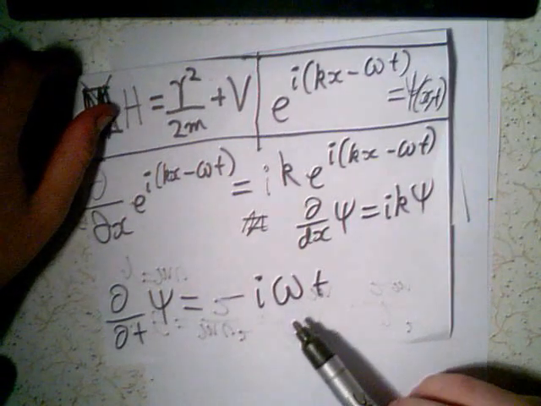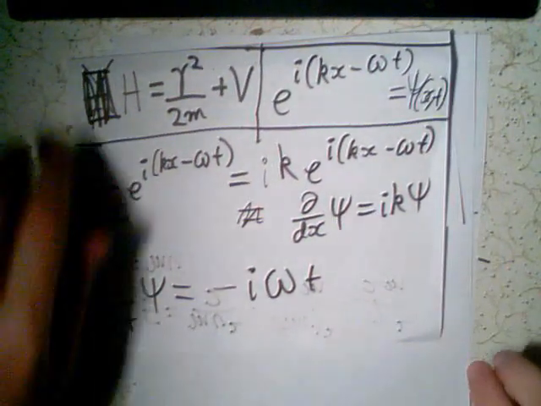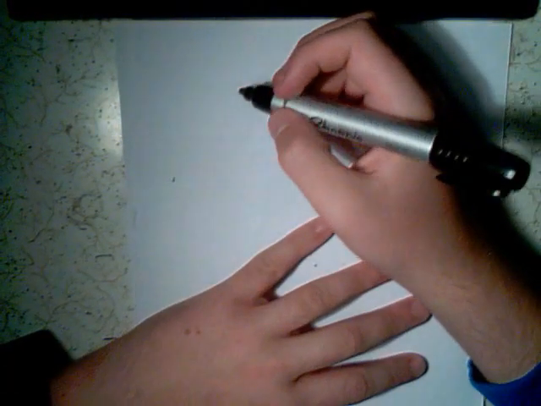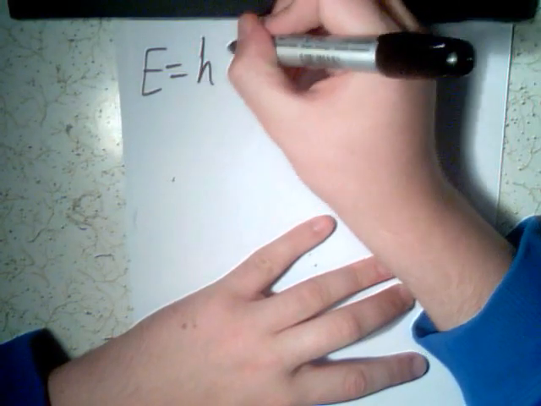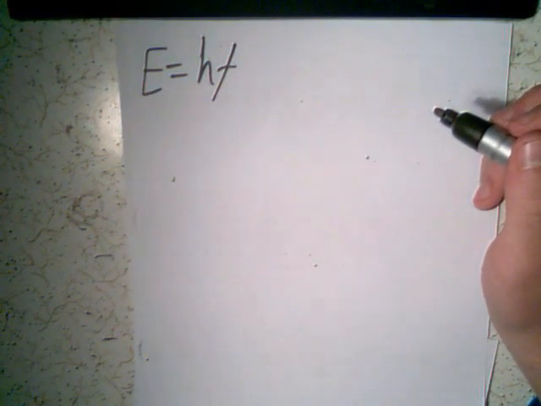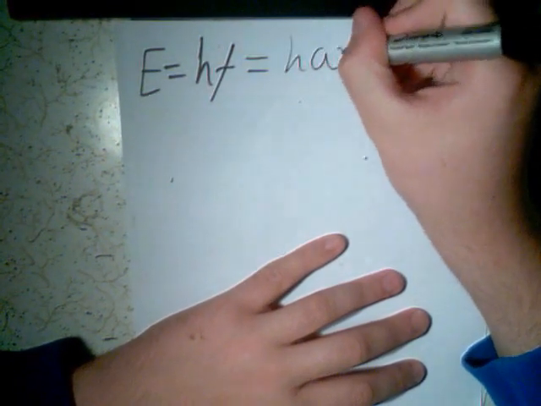Now we're almost done here, but the thing is we've got omega and k, but we're looking for hf and h on lambda. Or are we? What we want to do is reformulate the energy and momentum equations in terms of the angular frequency and the angular wave number. Now we know that E is equal to hf. If we want to write E in terms of the angular frequency, which is 2 pi f, we can say E is equal to h omega on 2 pi.